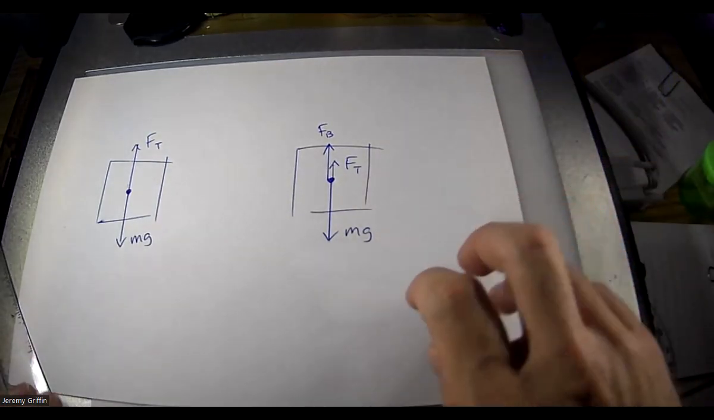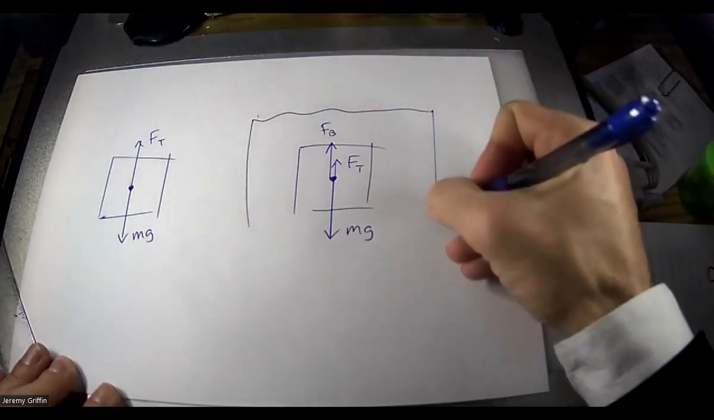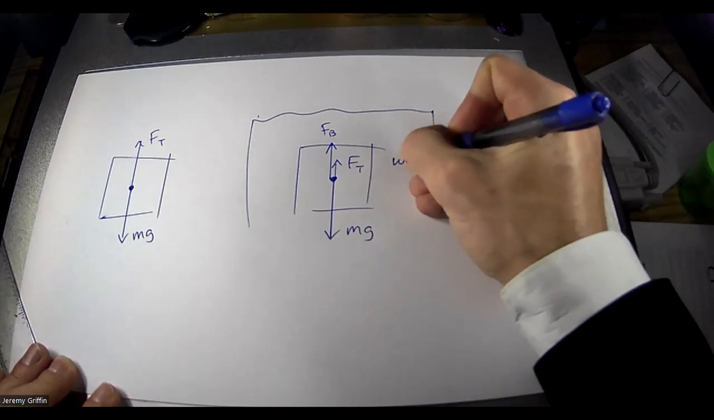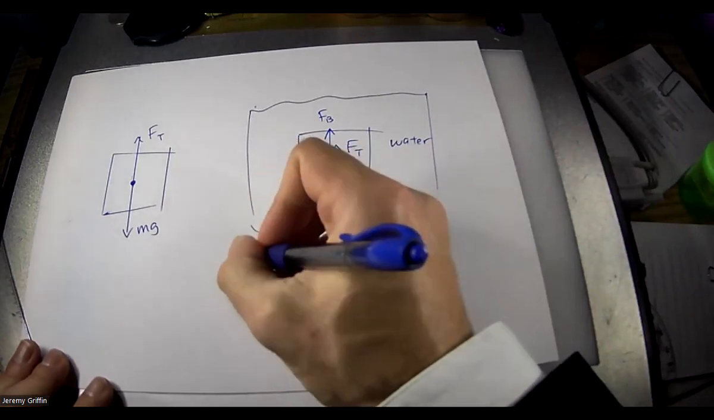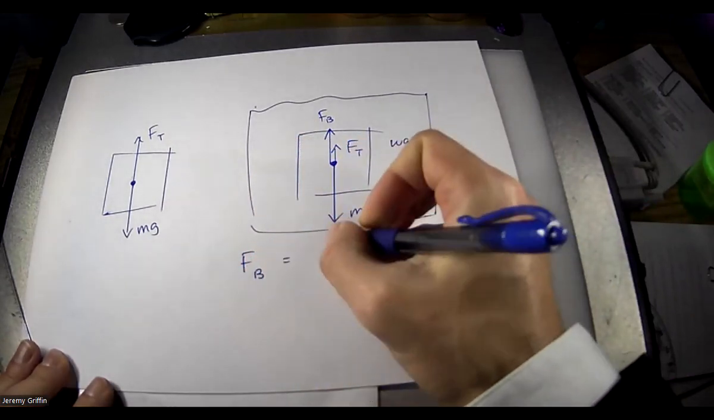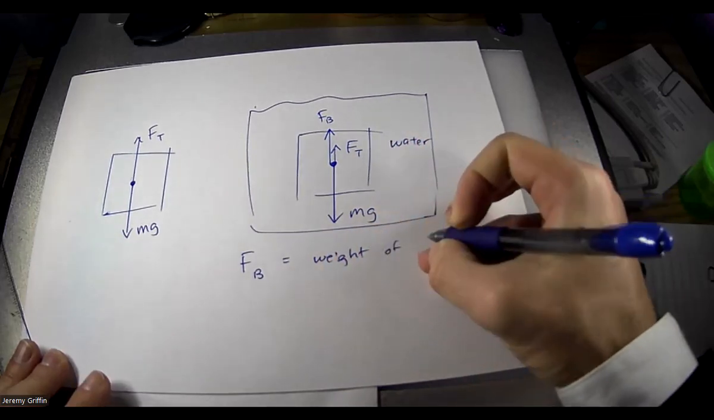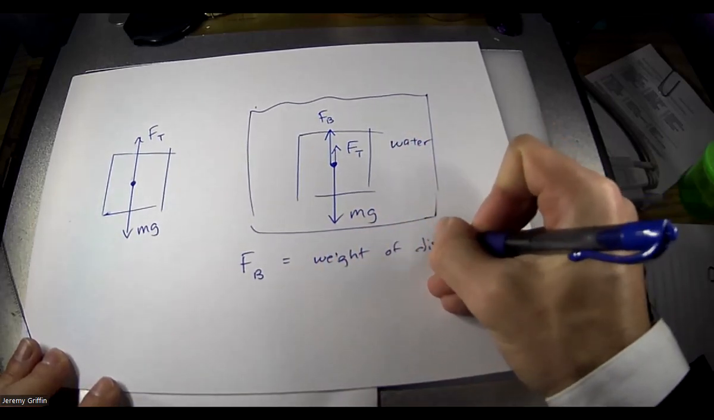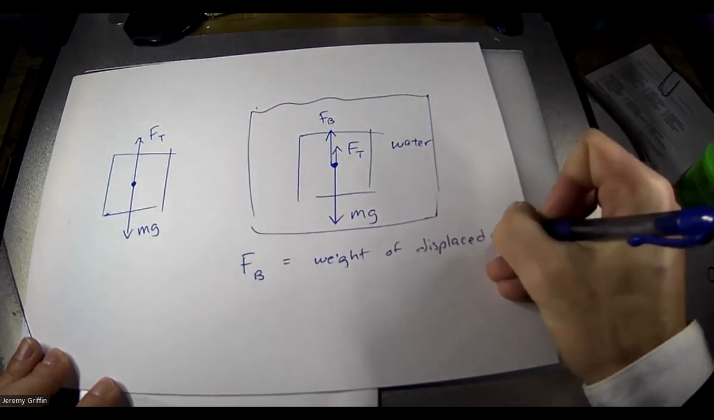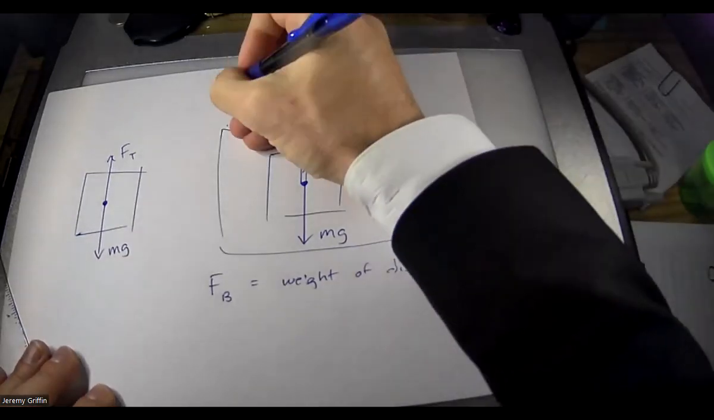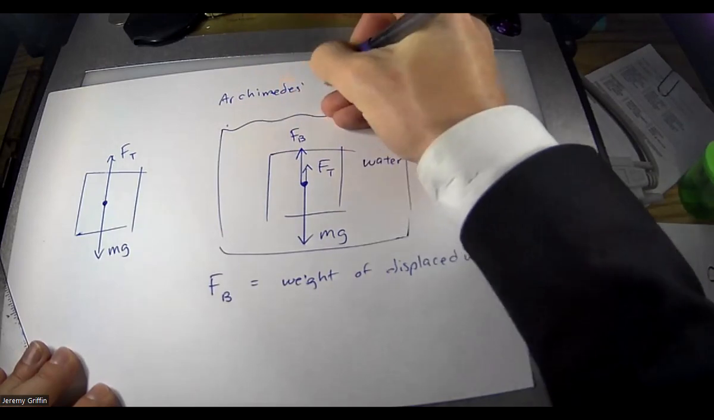Okay? And so, let me draw some water just for context here. This could be like water here, right? Something like that. Got a glass of water. So that buoyant force, F sub B, is equal to the weight of the displaced water. Right. And that fact right there is called Archimedes principle.